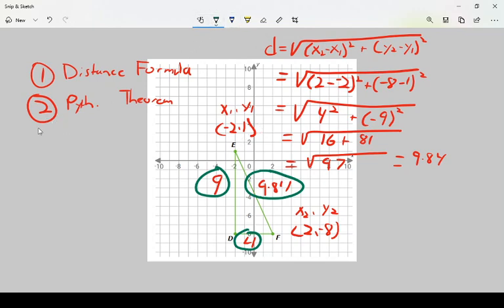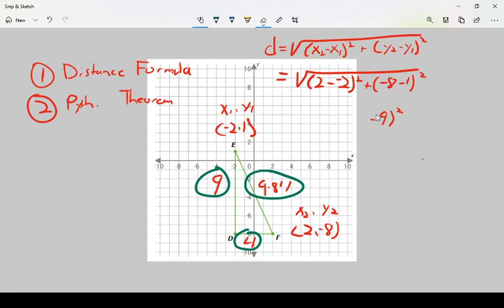Alternatively, you can use Pythagorean's theorem. And I'm going to go ahead and erase this so I have room to do the Pythagorean's theorem. If you need to write this down or you need to look at this again, just rewind the video and you can see it. Okay, so that's a nice feature of all this stuff. So we're going to erase.